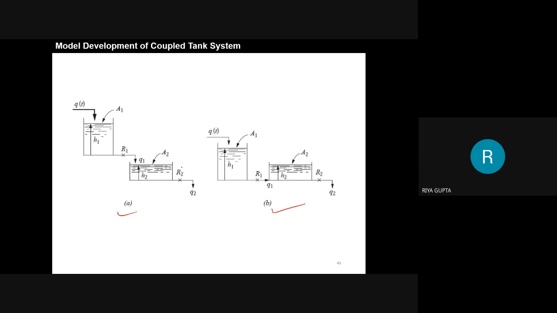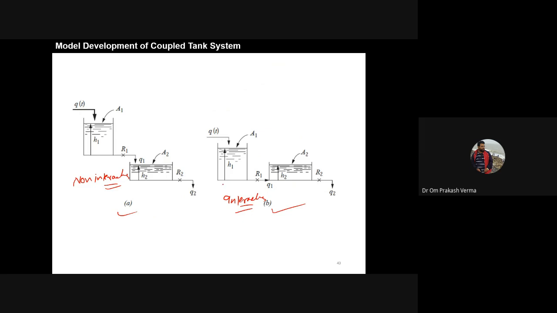Yes, interacting, non-interacting. Very nice. कहाँ से पढ़ा आपने? सर ये सब्जेक्ट था एडवांस प्रोसेस डायनेमिक कंट्रोल. Okay, good. So this is the non-interacting type of connection. However, this is the interacting type of connection. So what is the difference between non-interacting and interacting?